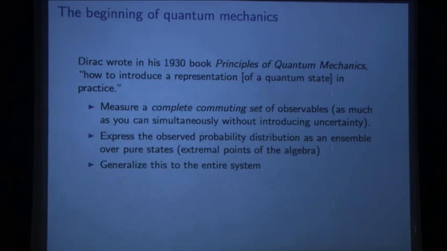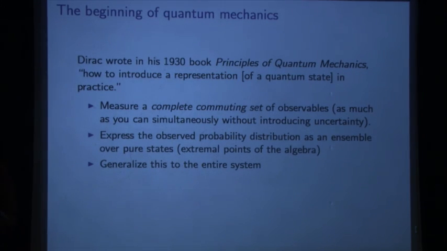That's essentially you go through all of the observables that you're interested in, and you measure one, and then you measure another one if it doesn't introduce any uncertainty principle. Then you just keep adding them on, and you keep measuring what you can do without introducing any uncertainty. Then he says you express the observed probability distribution as an ensemble over pure states, which is essentially you have this matrix of measurements, and you diagonalize it. And then you generalize this to the entire system.